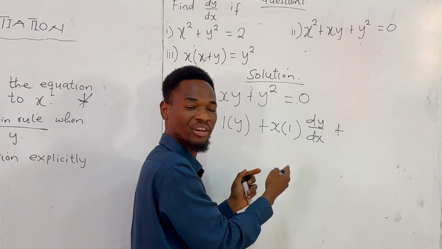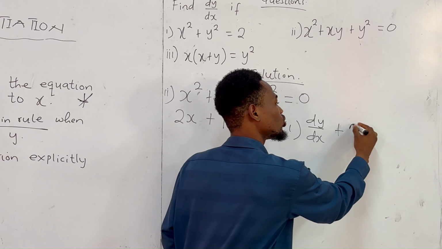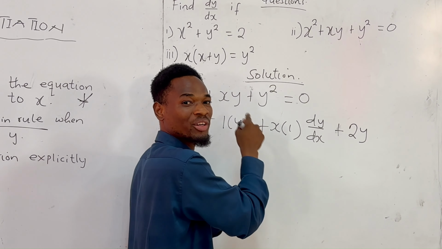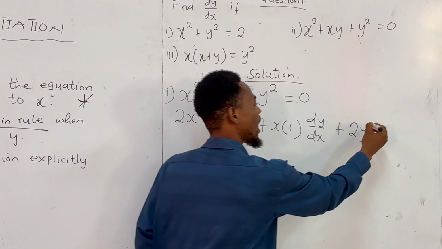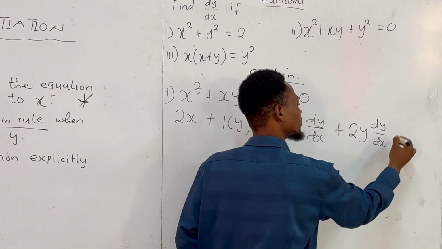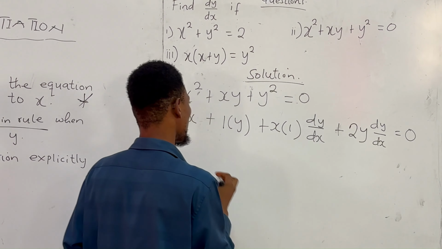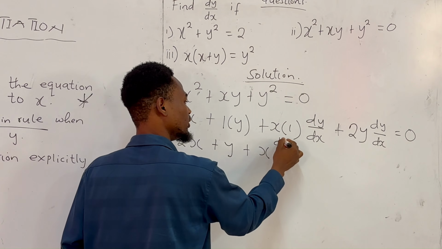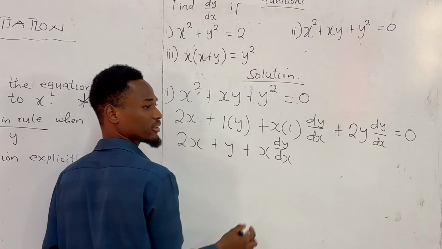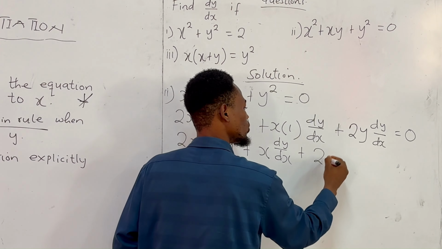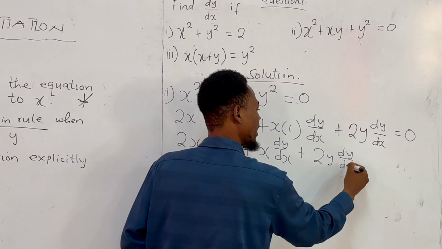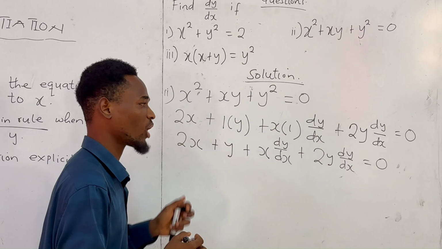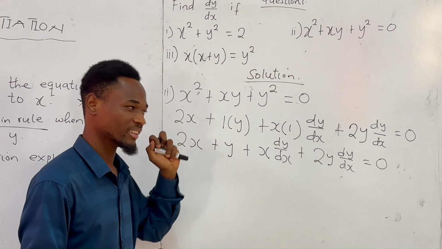Then plus, I have y squared. Again, I'll differentiate y squared, so I have 2y. Again, because it is a term containing y and I'm differentiating y, I'll add dy over dx, which is equal to 0. So I have 2x plus y plus x dy/dx plus 2y dy/dx is equal to 0. Again, in implicit differentiation, we are going to make dy/dx the subject.